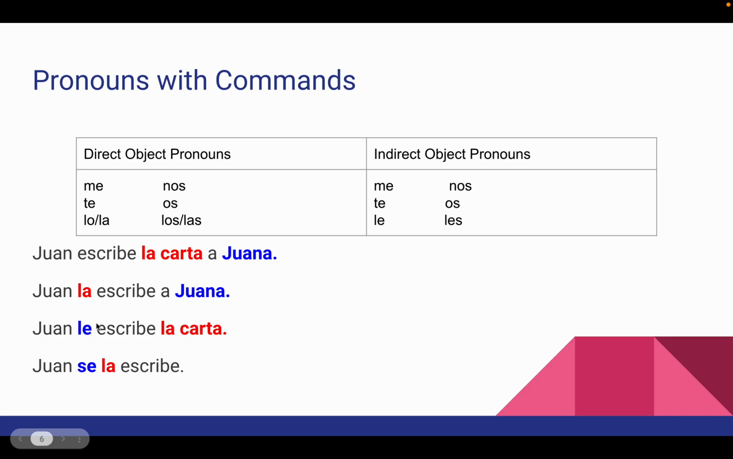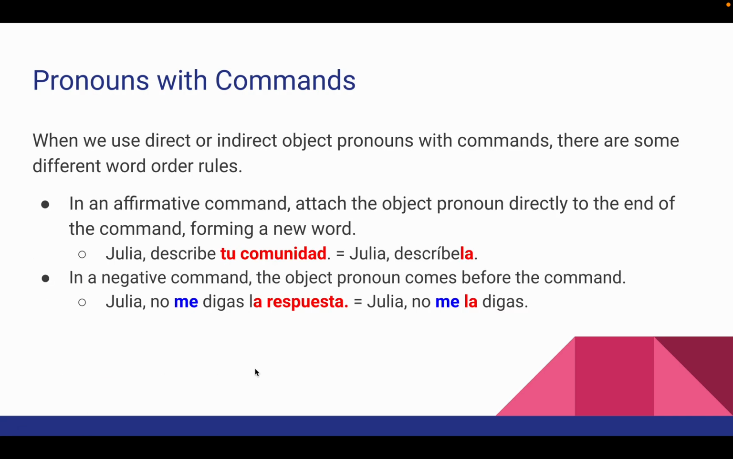If we want to put double object pronouns in there, Juan writes it to her. It becomes le, la, but they don't like the double L's, so the le becomes se. Juan se la escribe. Brief overview of indirect and direct object pronouns.